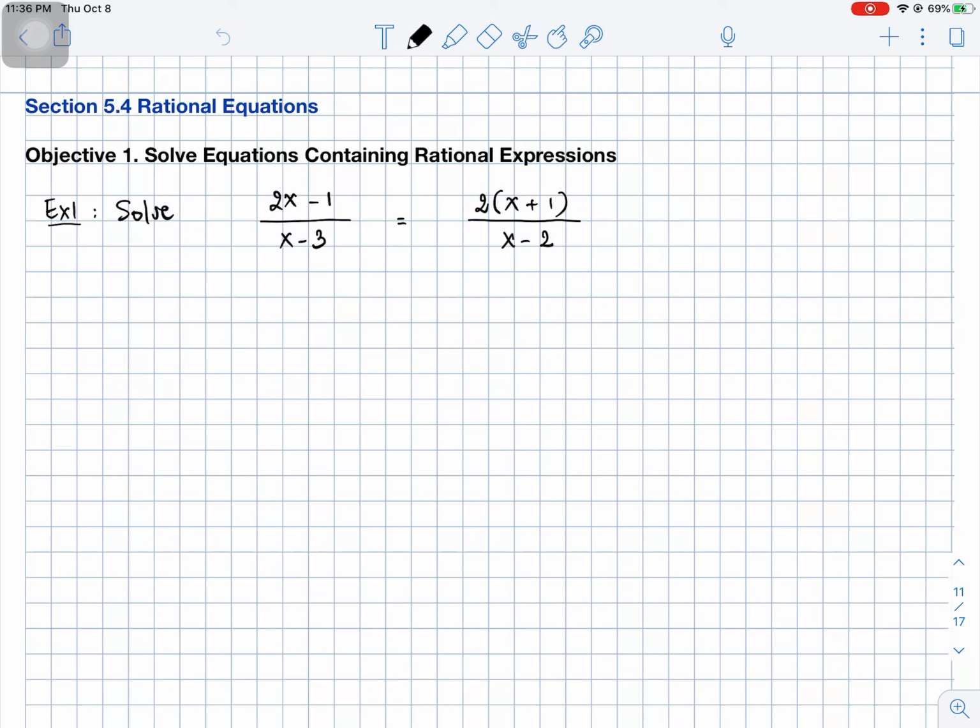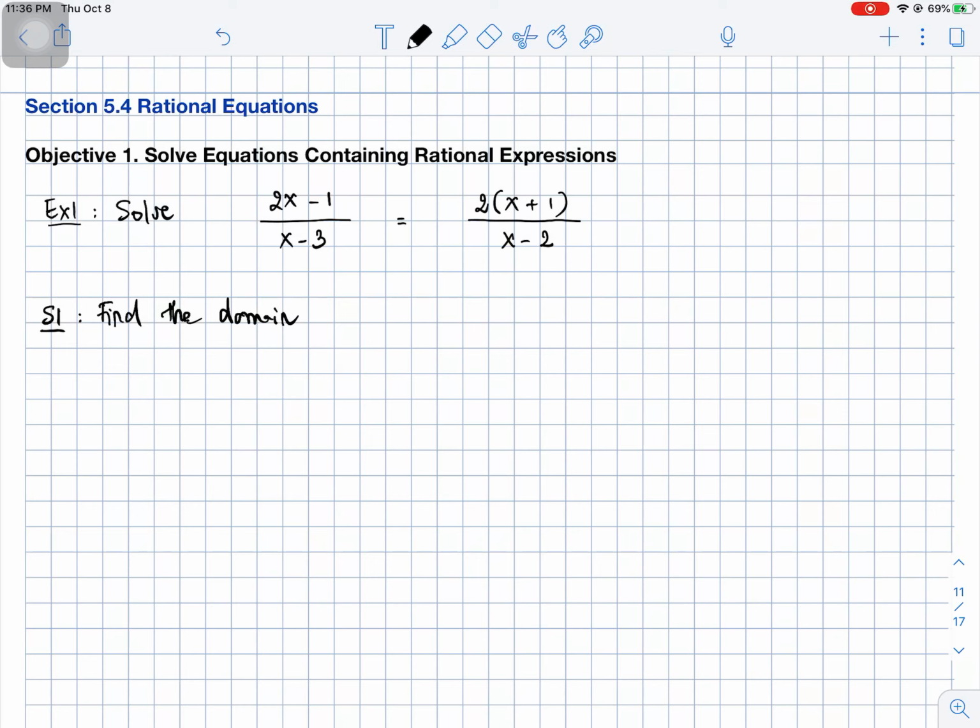You notice that this is an equation because we have the equal sign in between. And the question asks us to solve. That means we need to find the x value that makes this equation work. That means it makes a true statement.